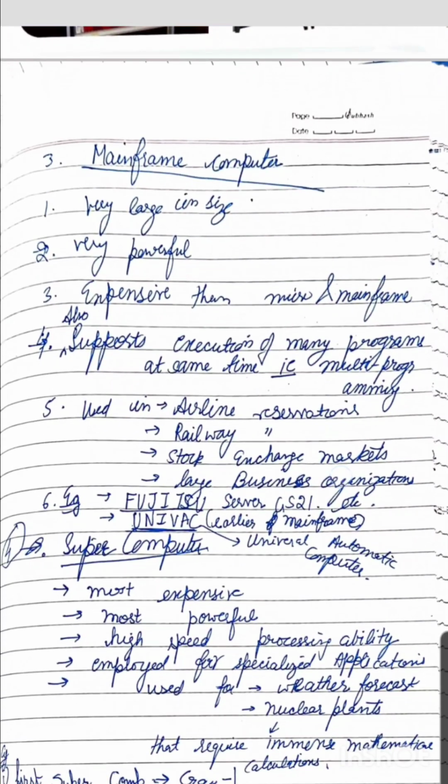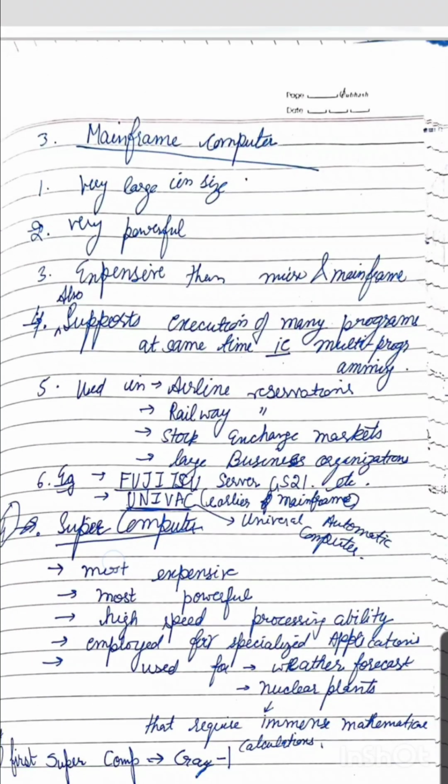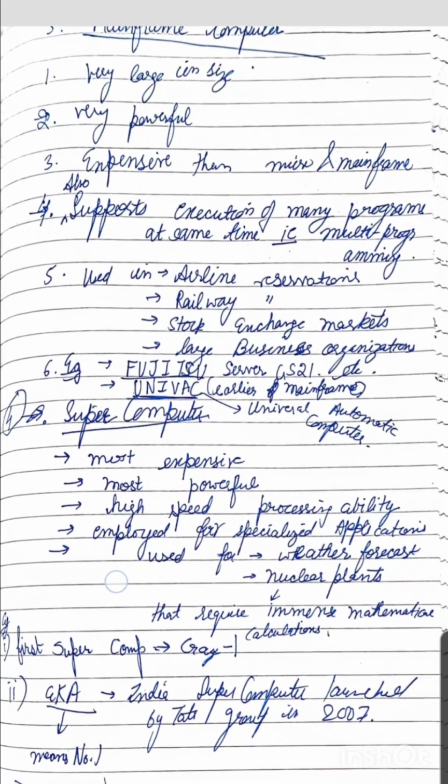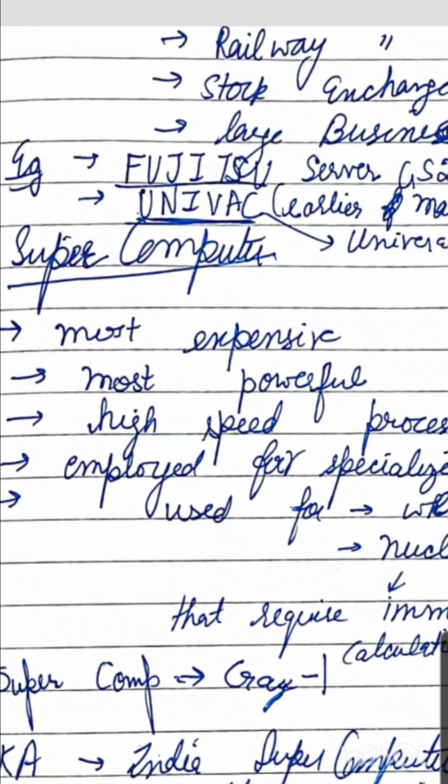The next example is the mainframe computer. They are even larger than minicomputers. Mainframes are larger in size, more powerful, and more expensive than micro and minicomputers, and they support execution of many programs at the same time. So they do multi-programming, and they are used in complex systems like airline reservation systems, railway reservation systems, stock exchange systems, and very large business organizations. Examples include Fujitsu and Univac.